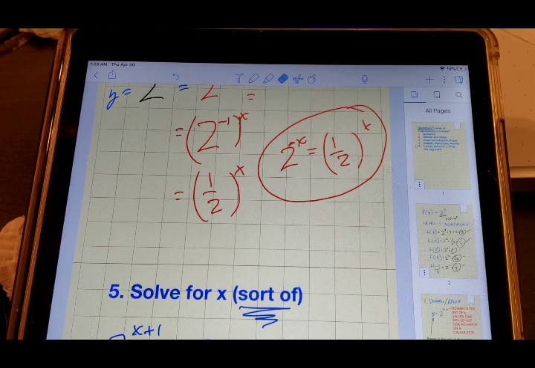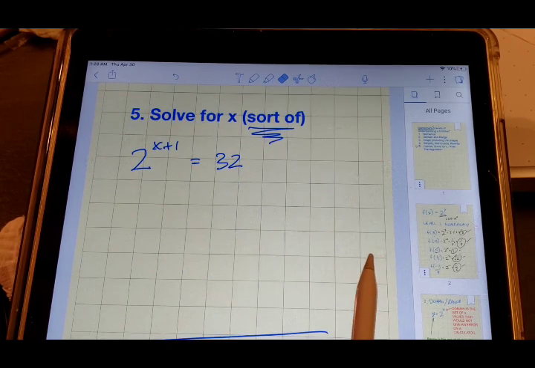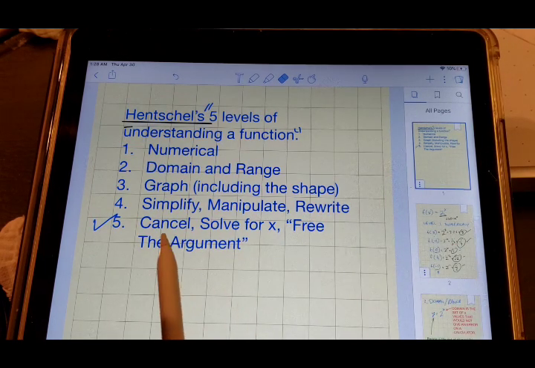All right, and now this might be the strangest part of all, and it's not that there's anything too strange about my outline. It's just that every book seems to want to talk about this. Again, what I find strange about this is most people have never heard of Henschel's 5 levels of understanding a function, and certainly the author hasn't. But the author still has us solve for x. Remember the whole thing: cancel, solve for x, or free the argument.